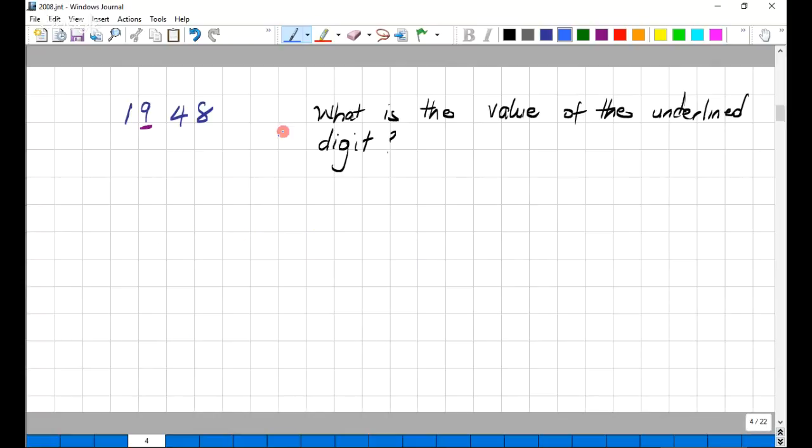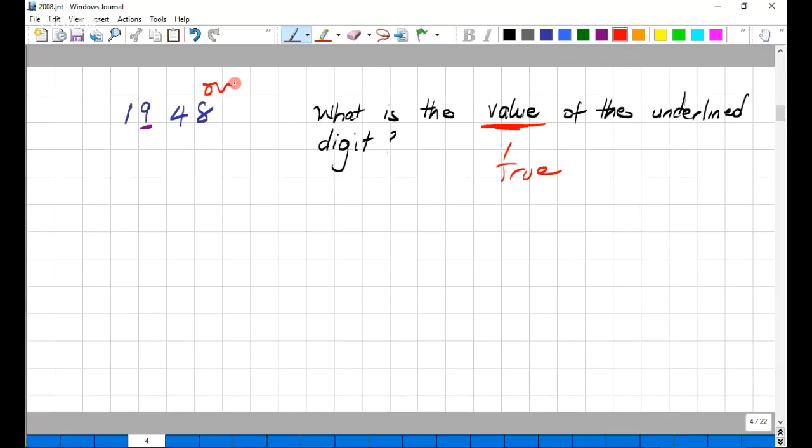TC, this is yours. What is the value of the underlined digit? Call the number first for me, please. 1948. What number is underlined? 9, sir. Okay, so what's the value of that? And when we're talking about the value here, I want the true value. Sir, 900, sir.